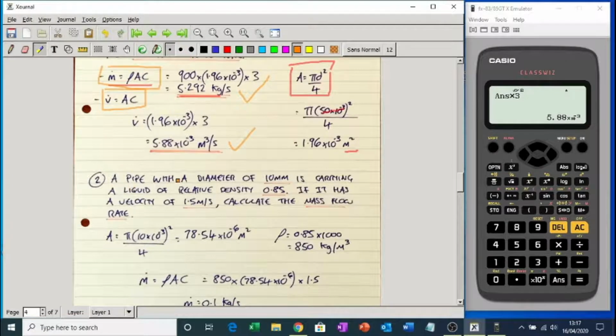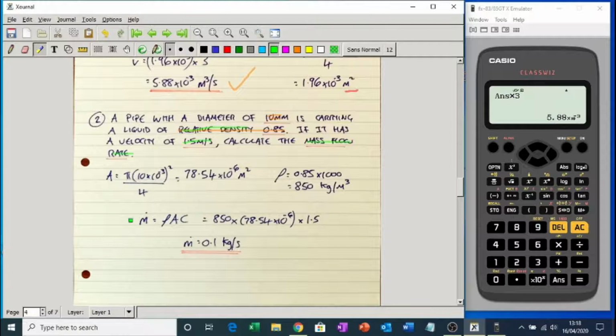Number 2, a pipe with a diameter of 10 mil, carrying a liquid of relative density 0.85. Ooh. Relative density of 0.85. If it has a velocity of 1.5, find the mass flow rate. Mass flow rate is easy. Obviously, you could work out the volumetric flow rate because it's just A times C, but it's up to you. So for the volumetric flow rate, we need to find the area first.